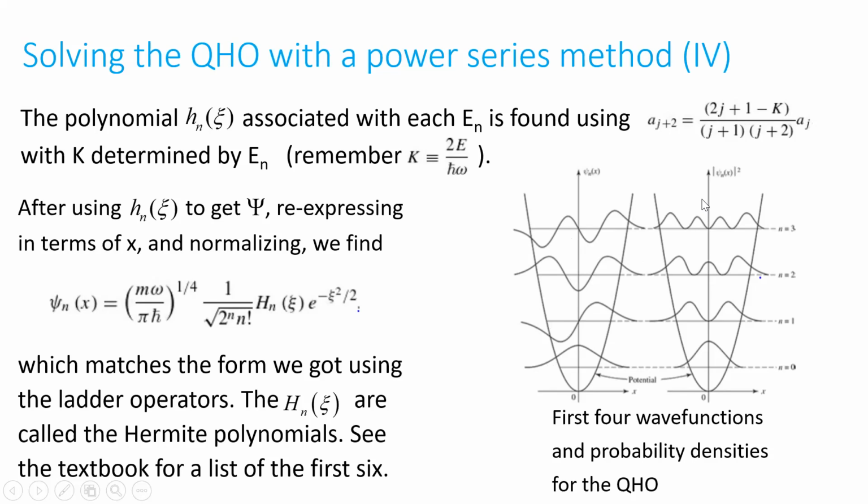But now if we look at the probability density, the wave function squared, an even function squared is an even function. An odd function squared is also an even function. So all these become even. That is, they become symmetrical around the x-axis, which makes sense because the potential is symmetric.